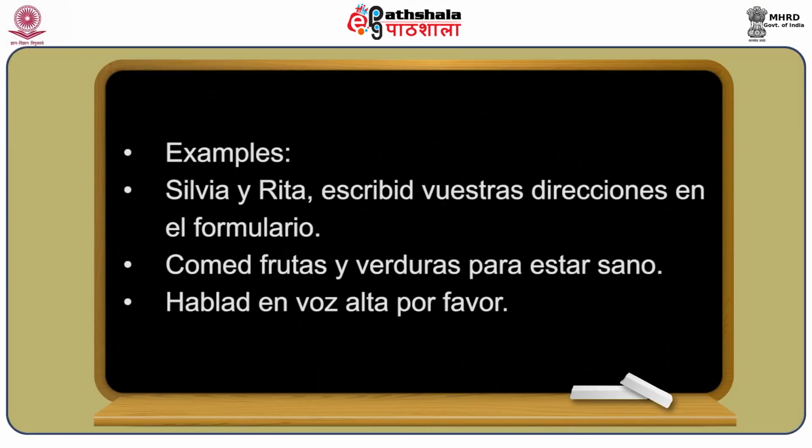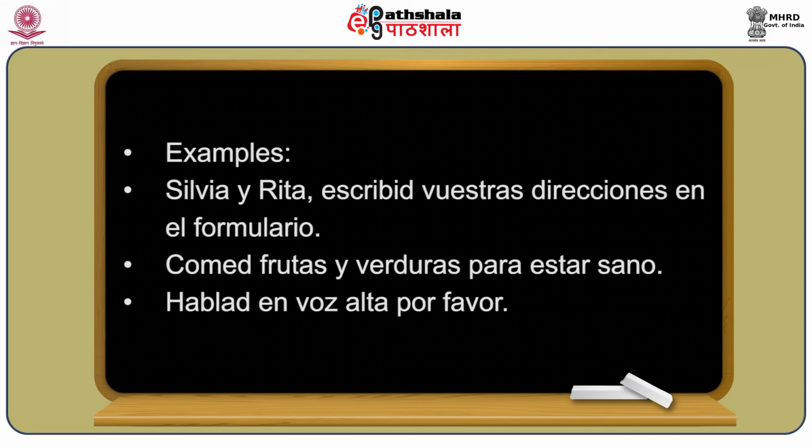So for example, if we say Sylvia and Rita, write your address in the form. There is more than one person and it is the informal way of communication, so we will use the Vosotros form of the imperative. So write is escribir. To form the imperative, we remove the r of the verb and add d, so it becomes escribid. So: Silvia y Rita, escribid vuestras direcciones en el formulario.